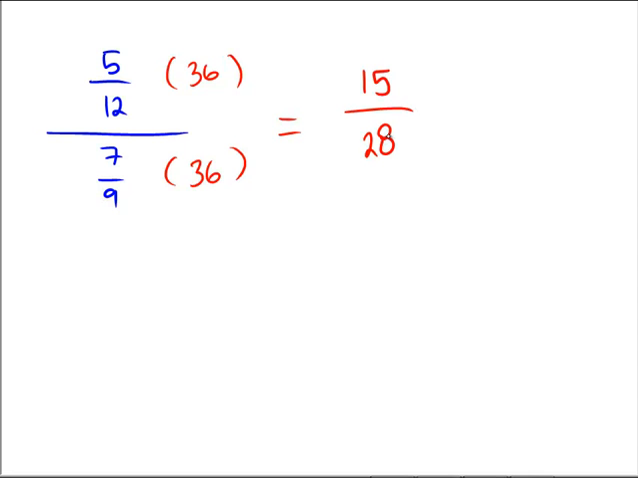So we have a 15 and a 28. The factors of 15 are 3 and 5, and 28 is, let's see, a 2 and a 7. So nothing reduces. Yay! It means our final answer here was 15 over 28.